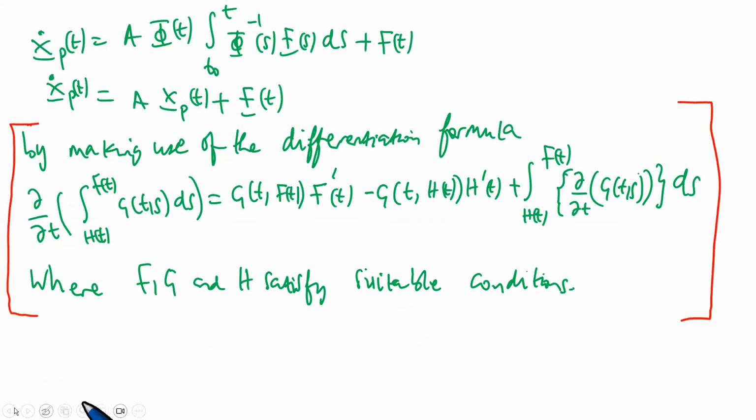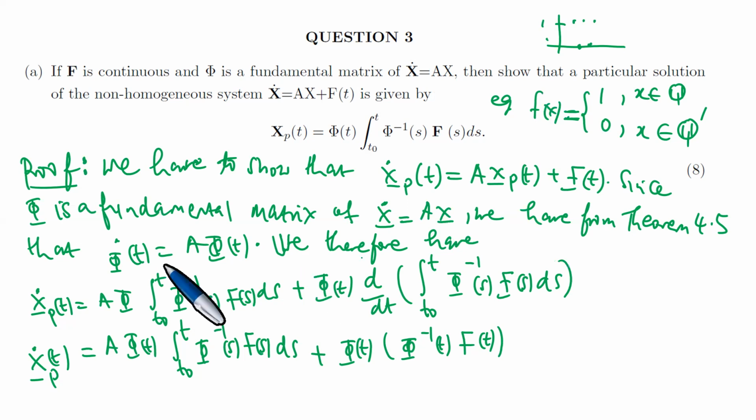The abstract nature of the proof is a very interesting one. If phi is a fundamental matrix of x dot equals Ax, we have from theorem 4.5 that wherever there is x, you can replace the x by the fundamental matrix. We can therefore write this expression, so x dot can be written in that form, as a summation of this, because x dot is actually that.